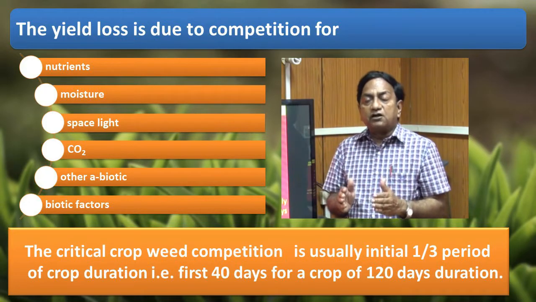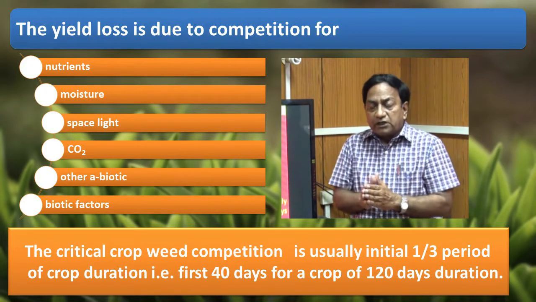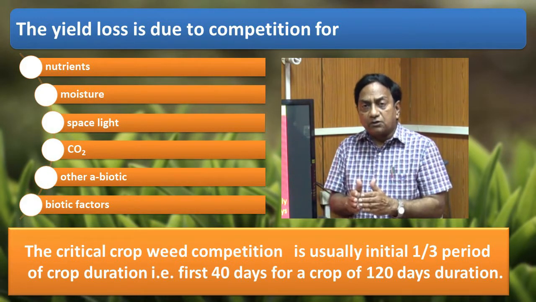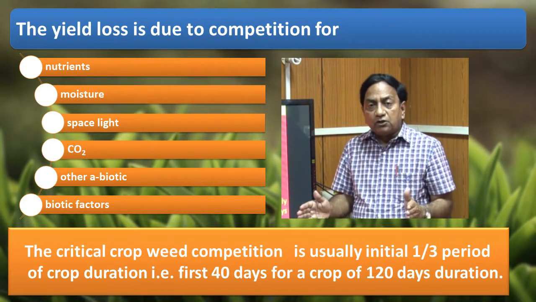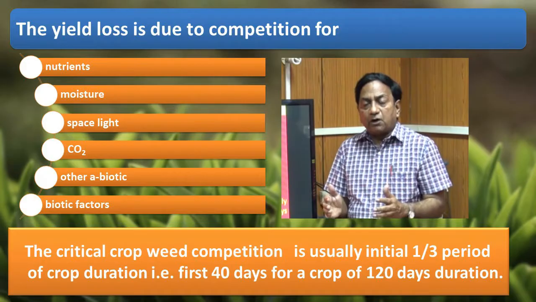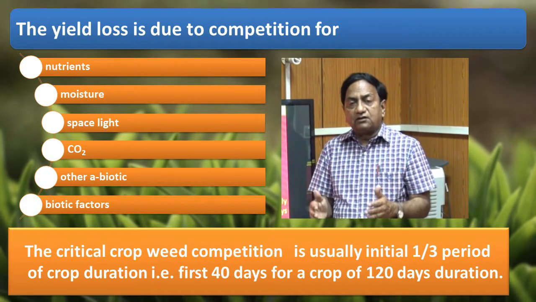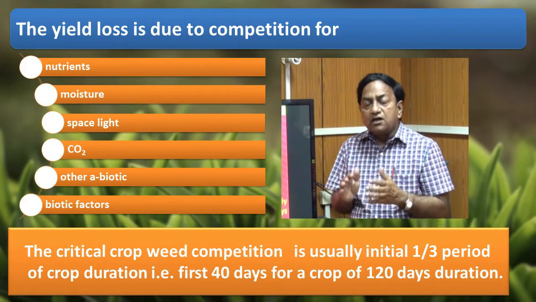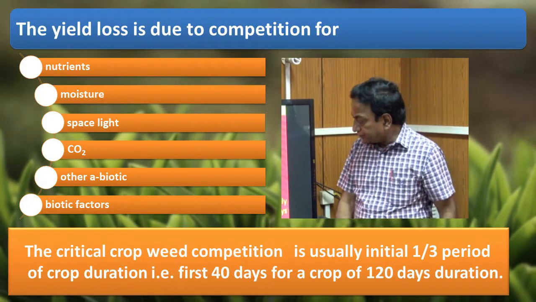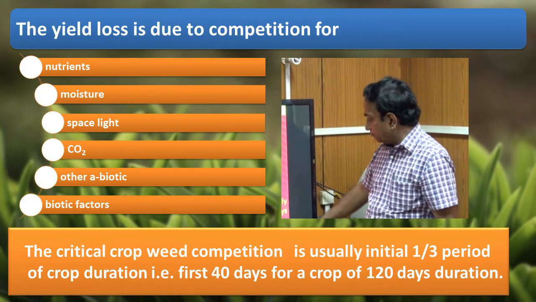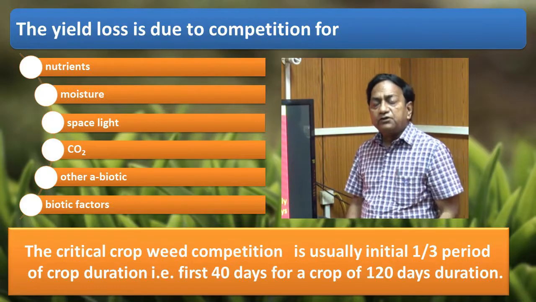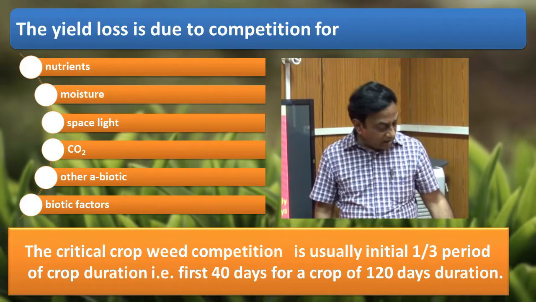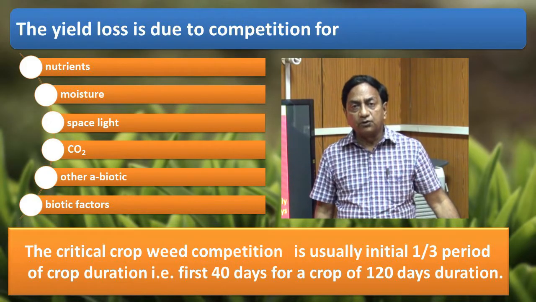The critical crop-weed competition period: it is considered that about one-third of the life of a crop plant is the critical period, because we cannot go for lifelong eradication or removal of weeds in the crop field. We have seen that if we control the weeds for at least one-third of the crop's life cycle, it can give a good crop yield. For a 120-day crop, which are mainly the seasonal crops, the first 40 days should be considered the most critical period.